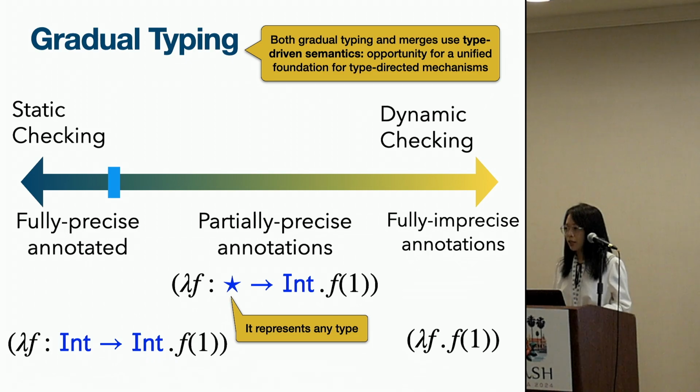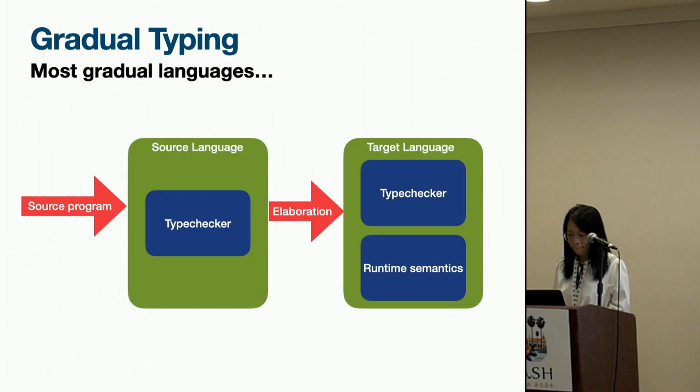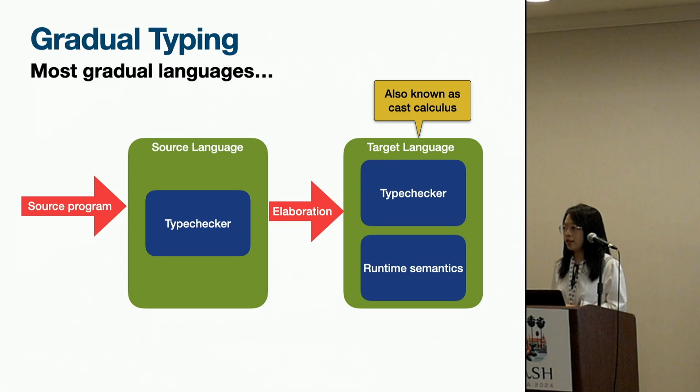What is interesting is that both gradual typing and the merge operator use type-driven semantics. So this is a good opportunity to have a unified foundation for type-directed mechanisms. And we know most gradual languages are built like this. So you have the source language, which has the type checker, and then the separate runtime semantics, which is given by an elaboration to a target language. And this target language has its own type checker and runtime semantics. And this is usually called the cast calculus.